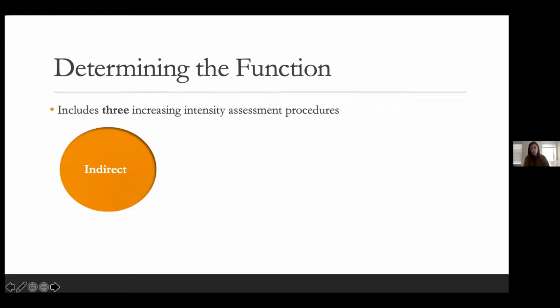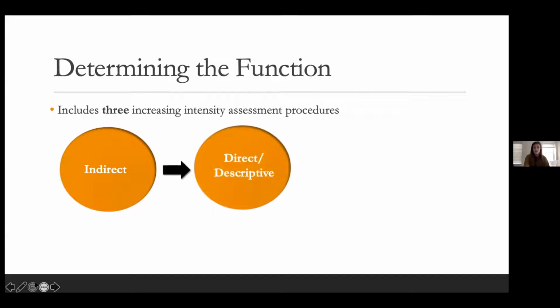Do you give him the toy? Do you remove the work? So gathering all the information you need to determine the function in an indirect way. This could be rating scales, different formalized interviews, those kinds of materials. We also have our direct or descriptive methods of determining the function.